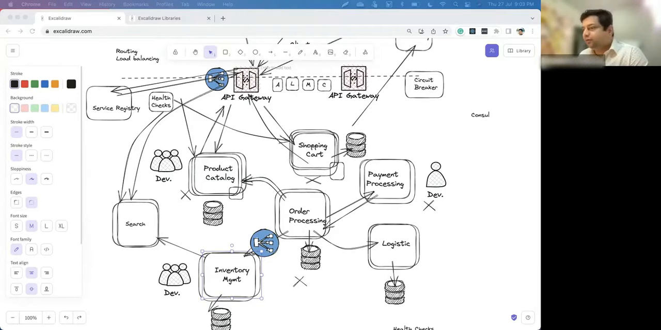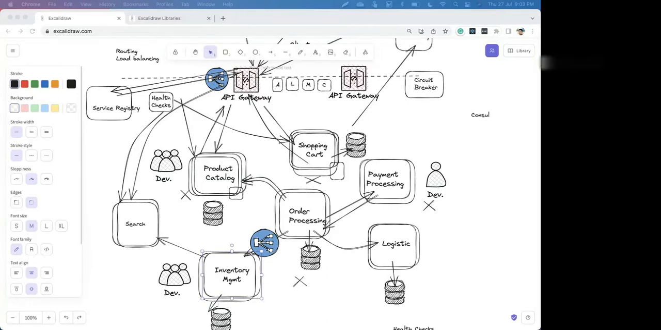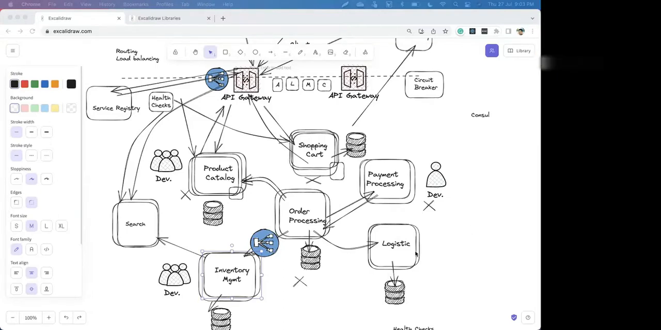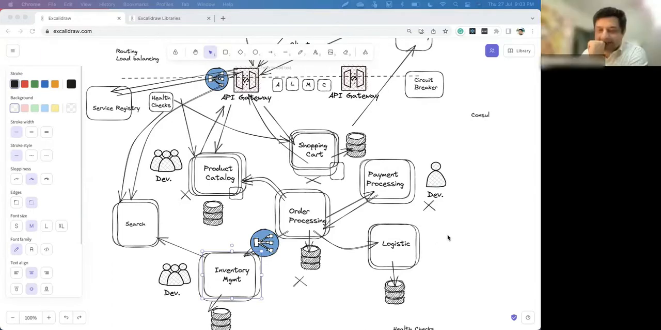Okay, sure. Two, three more questions, sir. It's an e-commerce application, and if I am adding one more service to it, I don't need to notify anyone? Yes, absolutely. And from time to time, it will automatically refresh, understood. Yes.